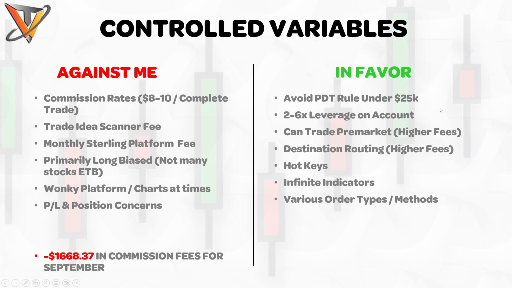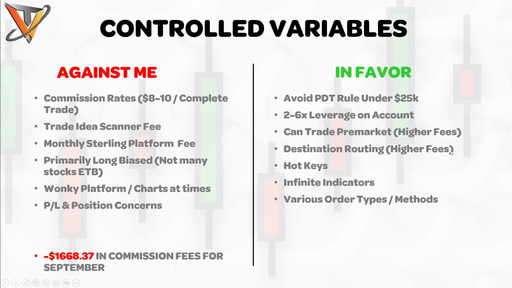And I'm also able to avoid the PDT rule for accounts under 25,000. Obviously, if I had 25,000, I wouldn't be trading with the broker that I have right now. I'd be going with some other American broker, such as Lightspeed or Thinkorswim or something like that.